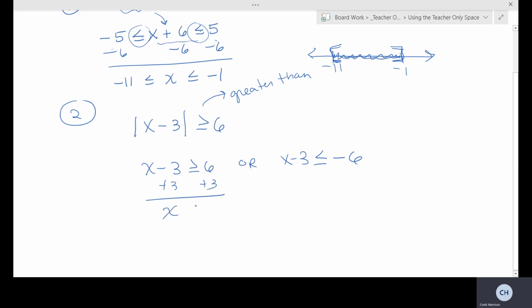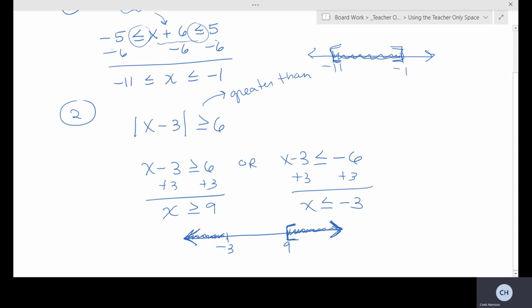So solving here, I get x is greater than or equal to 9, and solving here, I get x is less than or equal to negative 3. So when I graph that, my endpoints here, instead of the solution being in the middle like it is there, it's going to be on the outer pieces, if you will. So it's greater than or equal to 9, so that gives us that square bracket, or less than or equal to negative 3.